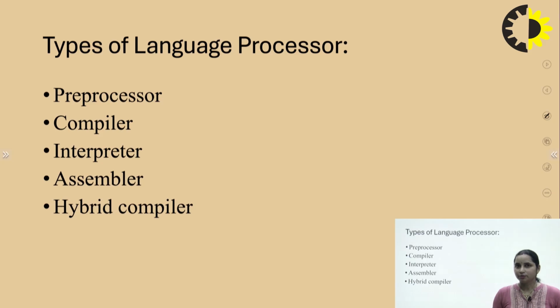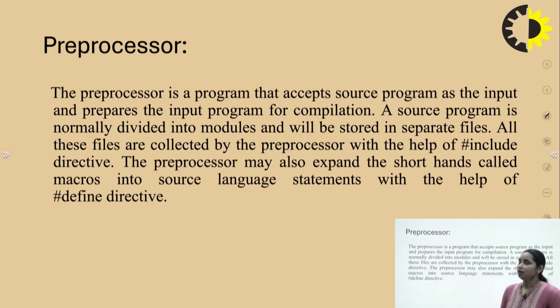So what are the types of language processors? We have preprocessors, compiler, interpreter, assembler, and hybrid compiler. One by one we will go through all of these, and this will be the content covered in today's lecture. So what is a preprocessor? The preprocessor is a program that accepts the source program as an input and prepares the input program for compilation. I'll show you the diagram also, how this works.